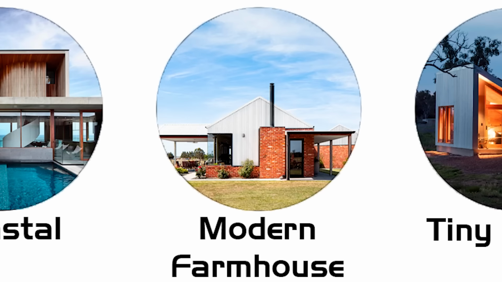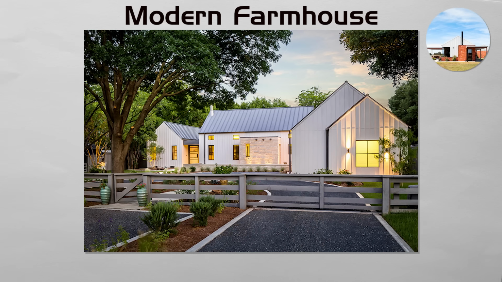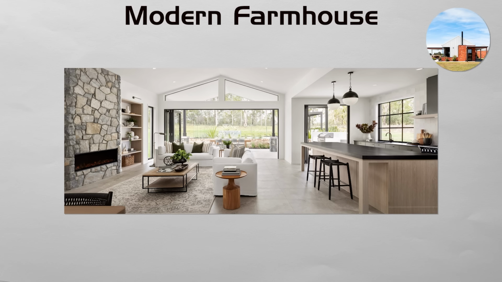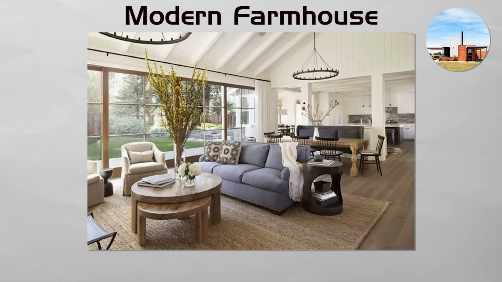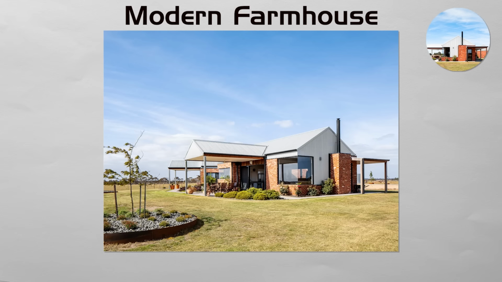Modern farmhouse. Inspired partly by American influences yet adjusted for Australian countryside life, these homes blend barn-like silhouettes with contemporary amenities. Interiors often have vaulted ceilings with exposed trusses, wide verandas, and open-plan kitchens. Materials might include steel cladding or weatherboard siding. The style suits rural or semi-rural living, but can appear in new suburban estates as well.